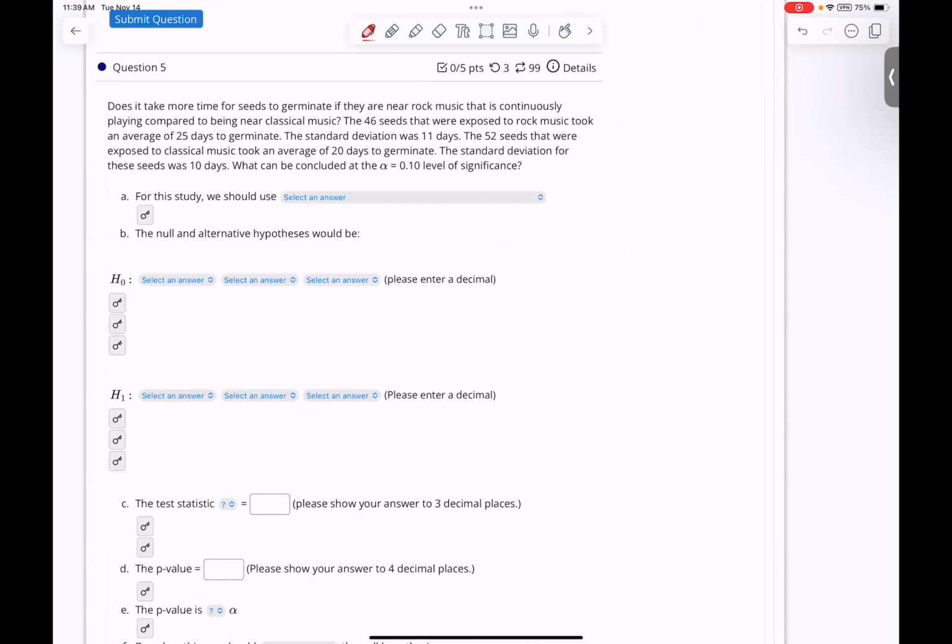So we're comparing 2 population means, because they do give me the average time for these seeds to germinate. So I'm going to be doing a t-test for 2 independent population means, because they're completely 2 independent groups. One's being exposed to rock music, the other's being exposed to classical music. So we're doing a t-test for differences of 2 independent population means.